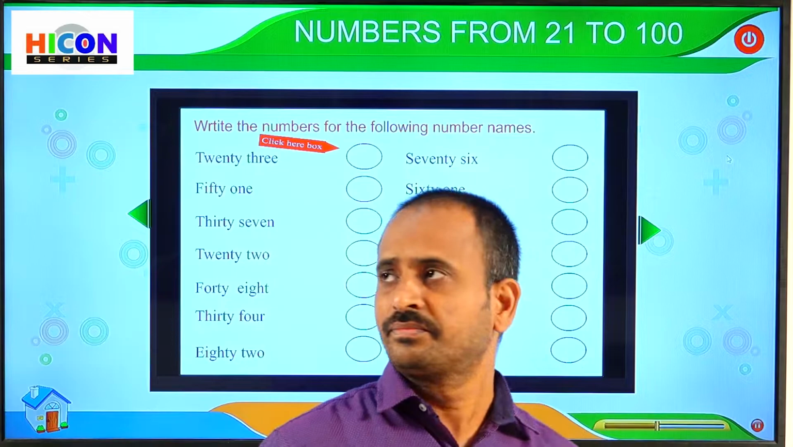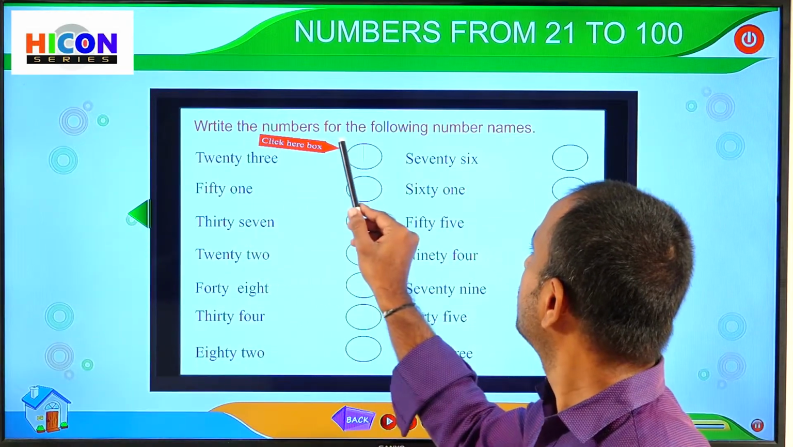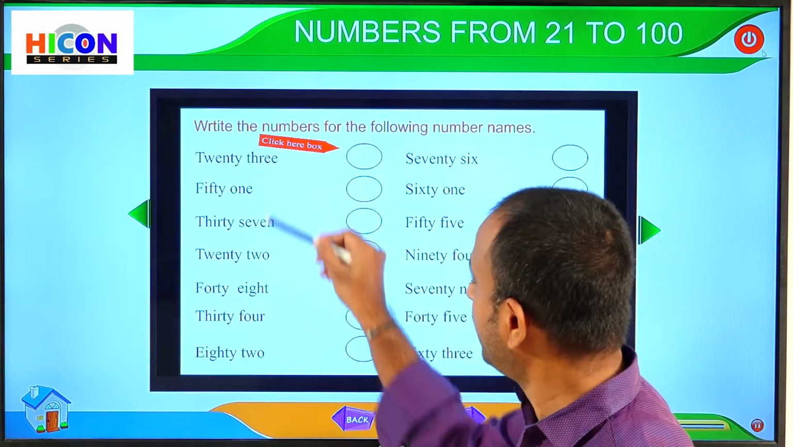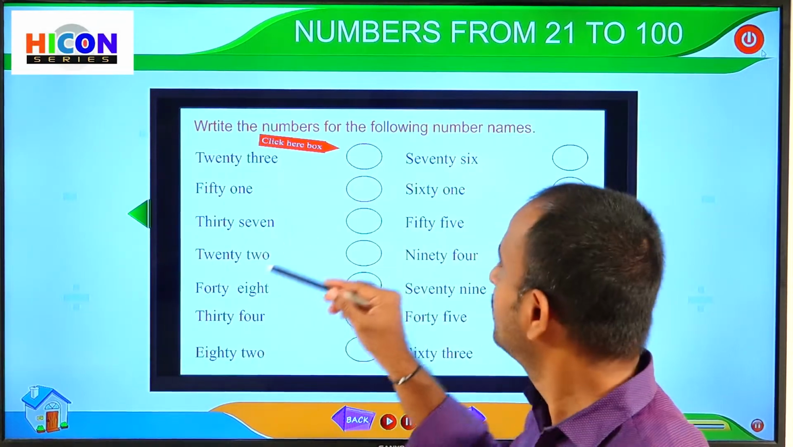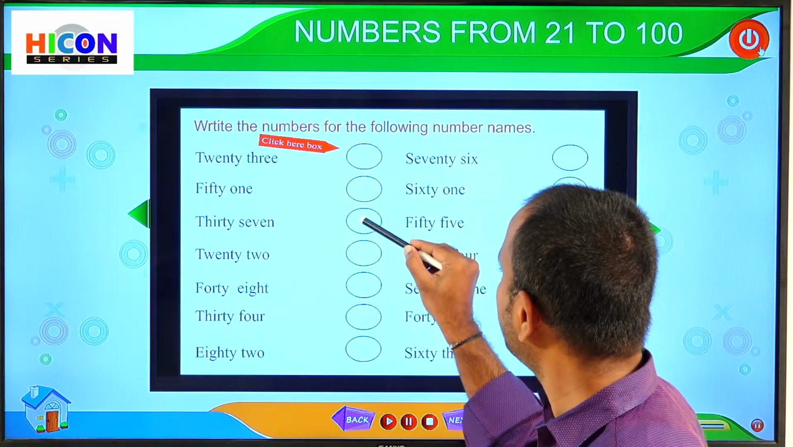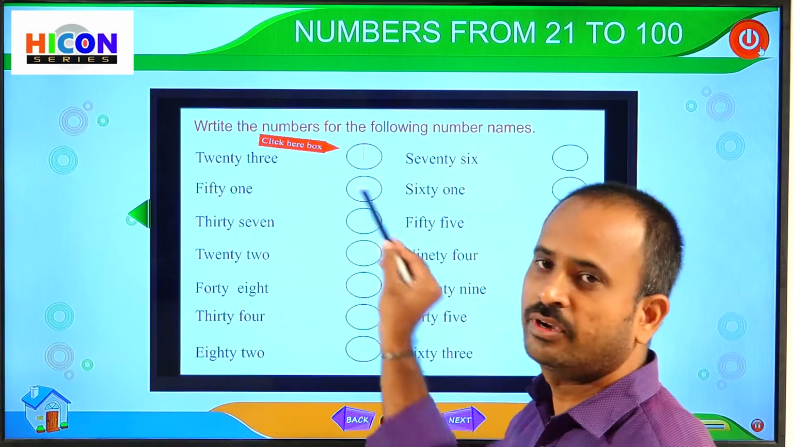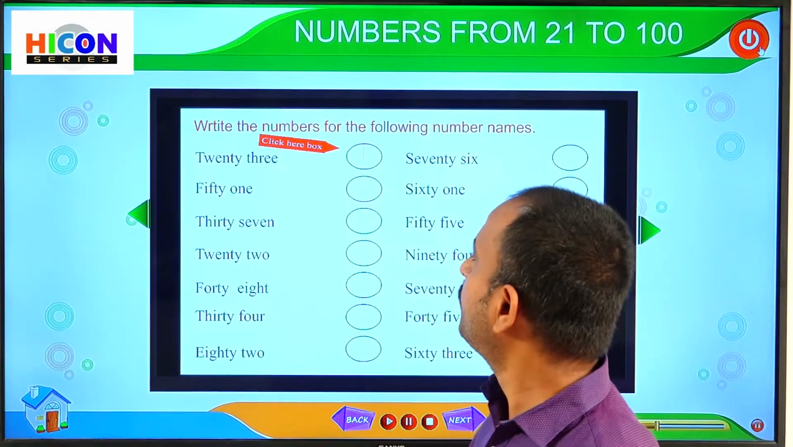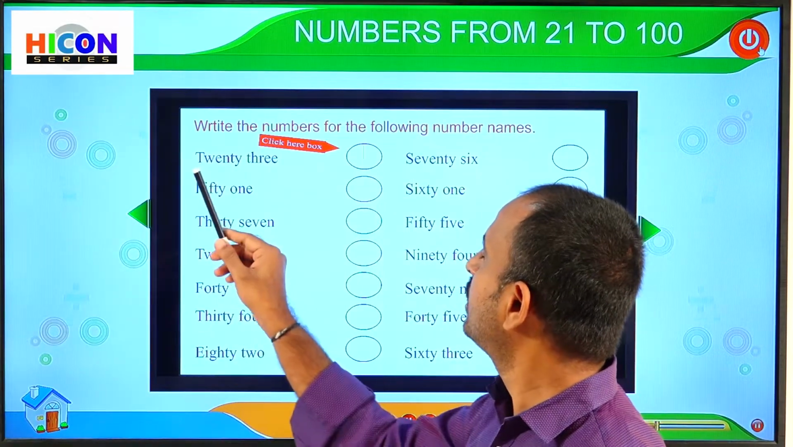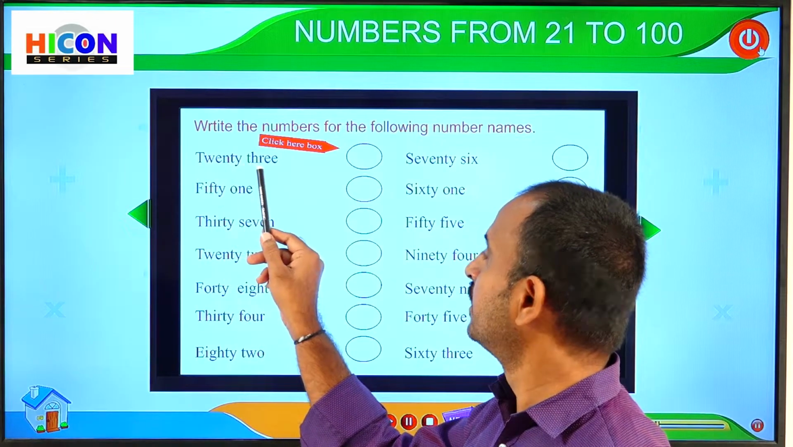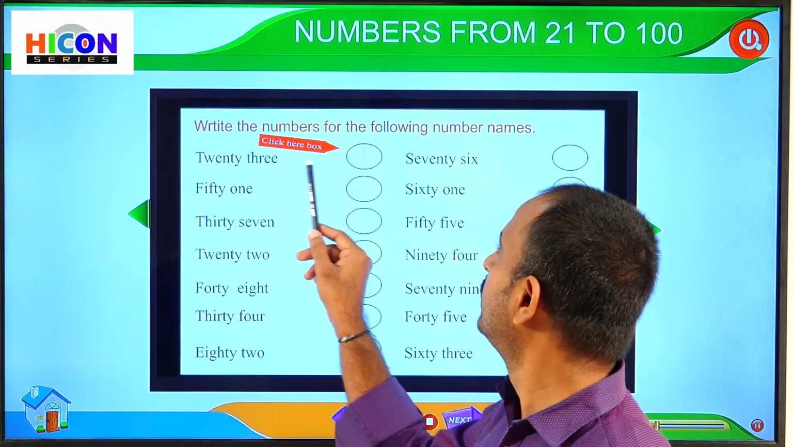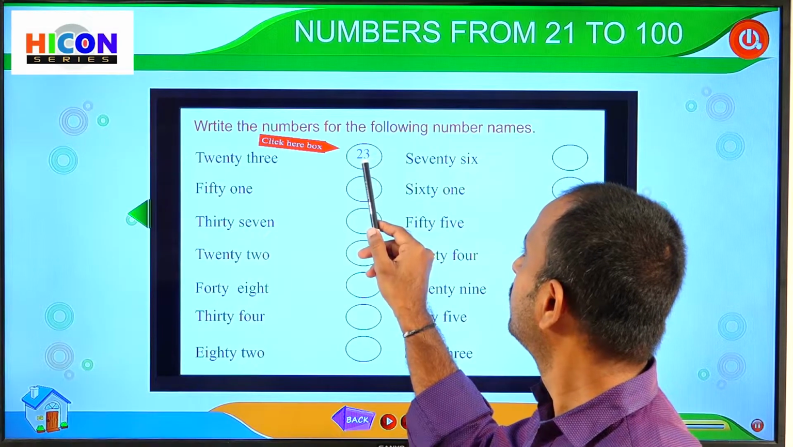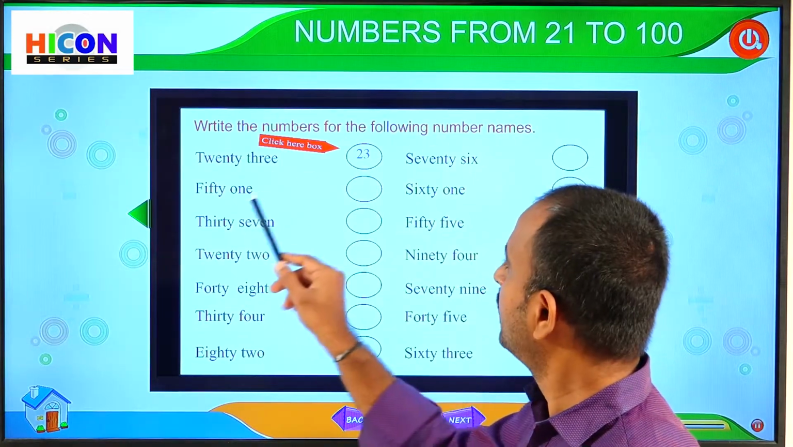So children, see here. So write the numbers for the following number names. So in this exercise, they have given number names and we have to write numbers for their number names in the circle provided in front of the number name. So we have to write the number in this circle. So see the first number name, read it once. So what is the number name here? 23. So 23. How can you write 23, the number? So 20, that means 2, and 3, that is 3. 2, 3, 23.